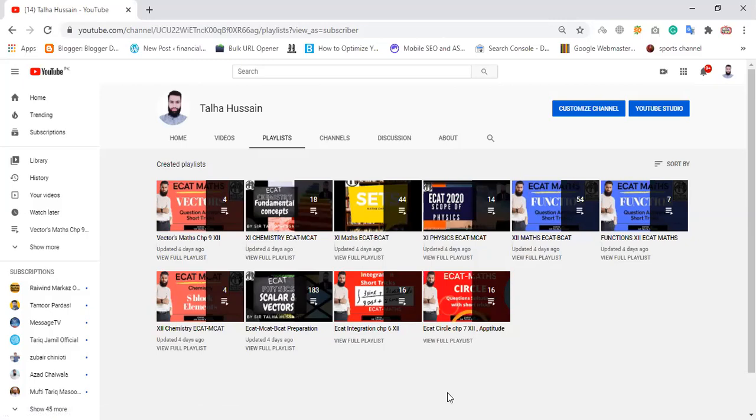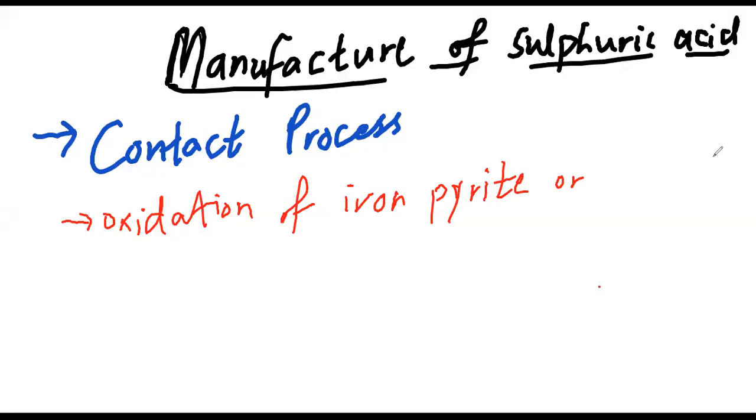Now I'm starting the content. I'm talking about the manufacture of sulfuric acid, chapter number 4, P block, which was going on. So how does the manufacturing of sulfuric acid happen? The process which is used to make sulfuric acid commercially is called the contact process. So what do we do in this process?